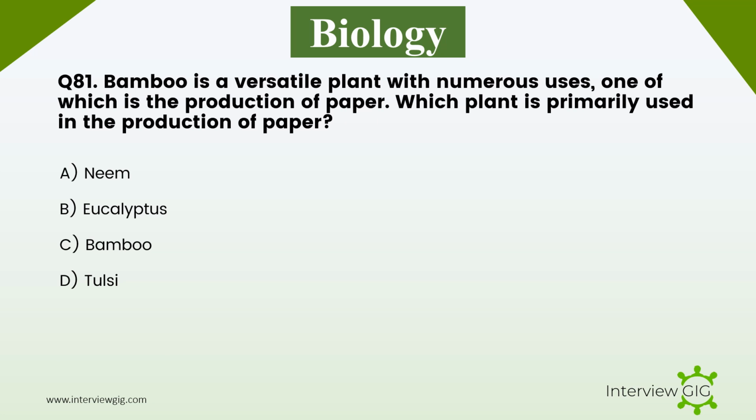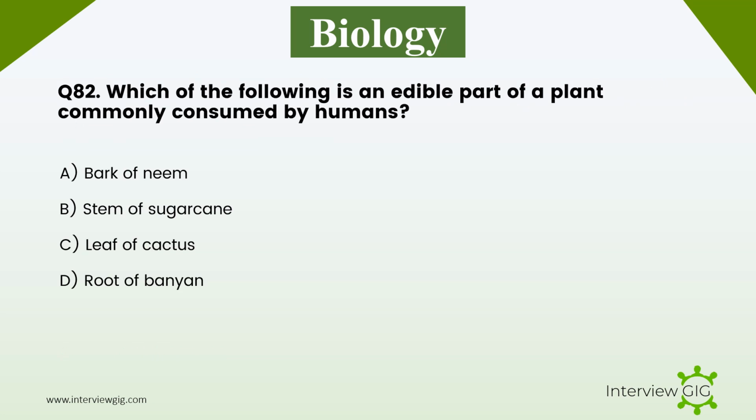Bamboo is a versatile plant with numerous uses, one of which is the production of paper. Which plant is primarily used in the production of paper? A. Neem. B. Eucalyptus. C. Bamboo. D. Tulsi. Answer C. Bamboo. Next question. Various parts of plants are used for different purposes.